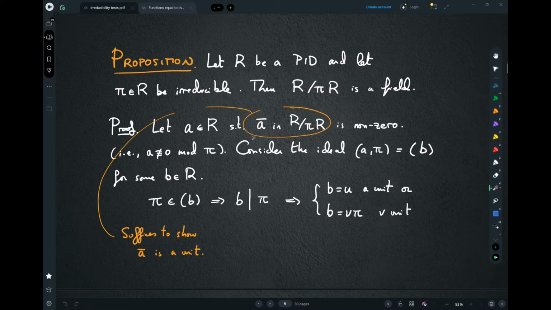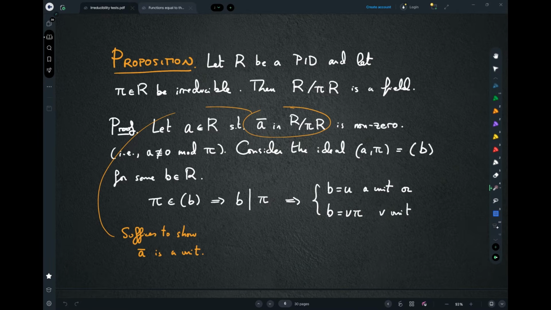Since A is non-zero here, that means that A is non-zero modulo pi, and I'm going to consider the ideal generated by A and pi. Now, this ring is a PID, and therefore this is generated by some element B. So this is a principal ideal generated by B. And pi is in the ideal, and therefore pi is in the ideal generated by B, and that means that pi is a multiple of B, or that B divides pi. There are two options now. Since pi is an irreducible, there's only two options. Either B is a unit, or B is itself pi times perhaps some other unit.